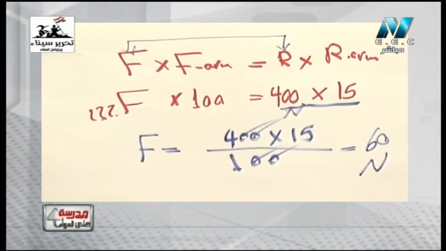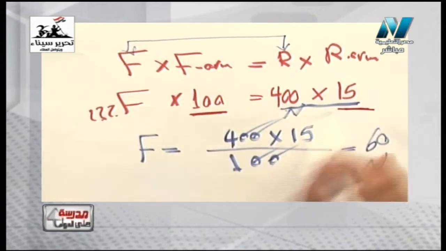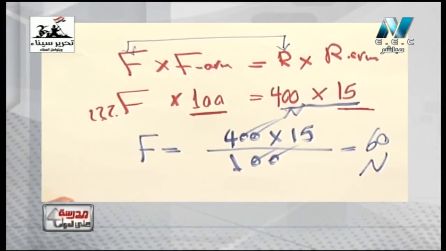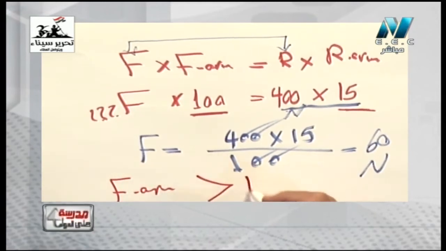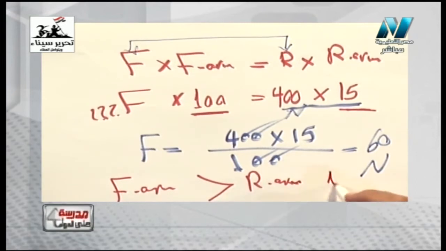What is the type of lever? To determine the type of lever, what do I always look for? Two things in the problem. Number one, the effort arm and the resistance arm. Number two, whether there is an example in the problem. Here the effort arm is 100 and the resistance arm is 15. So the effort arm is longer than the resistance arm, and this condition is found in first class lever and also second class lever.